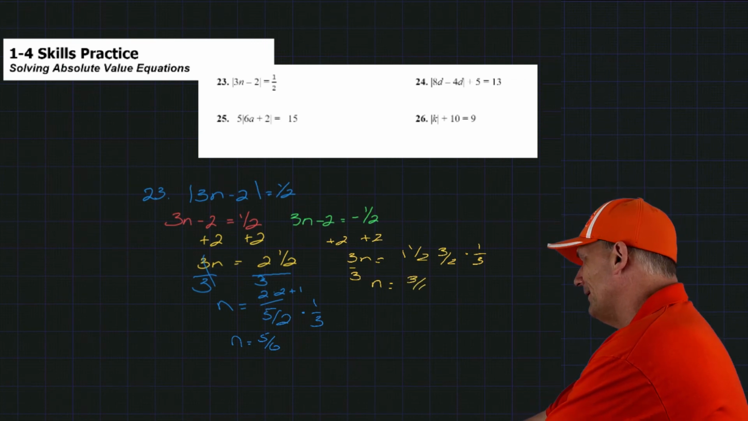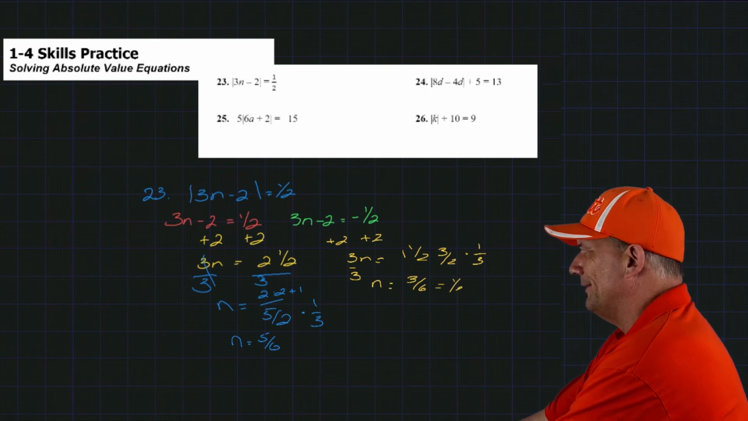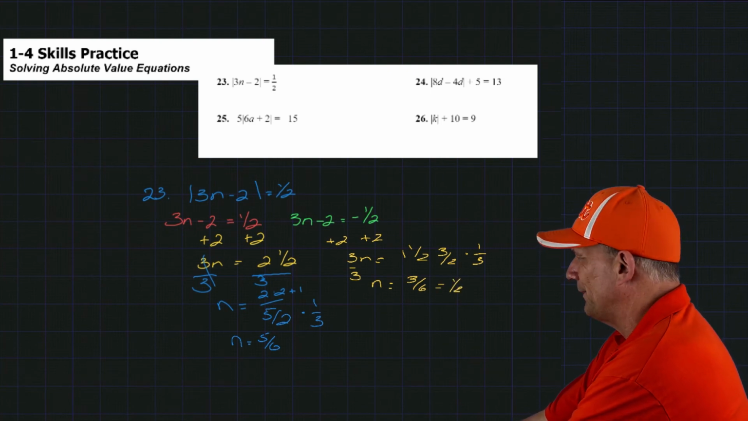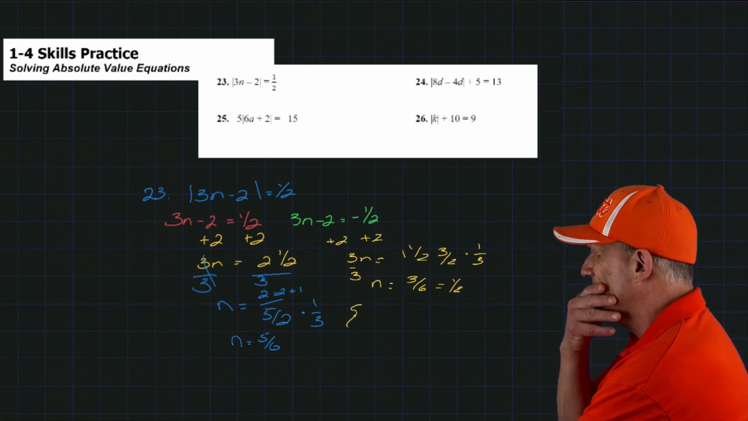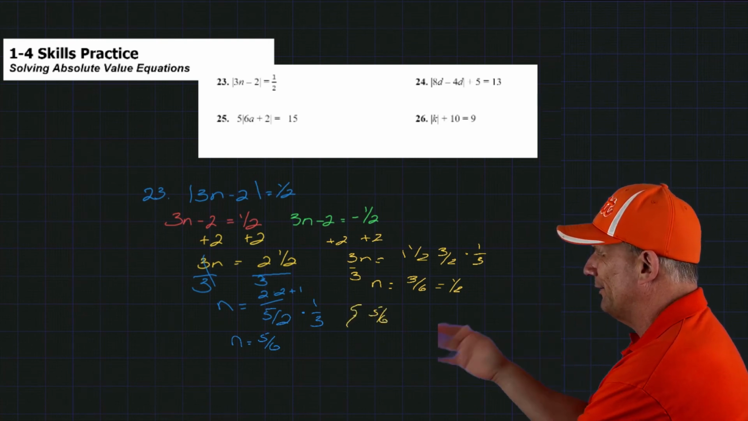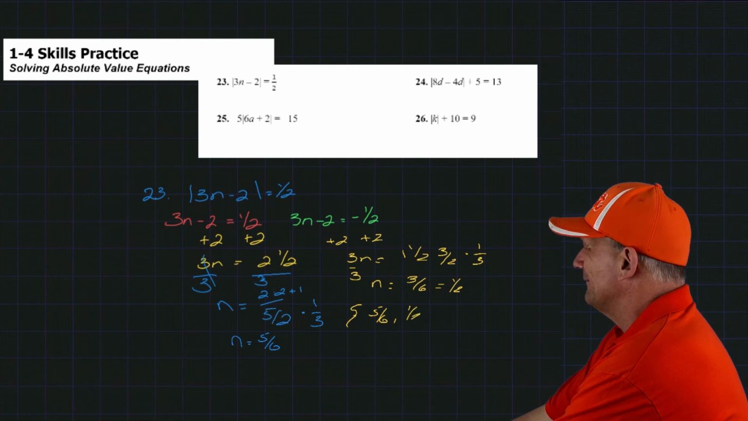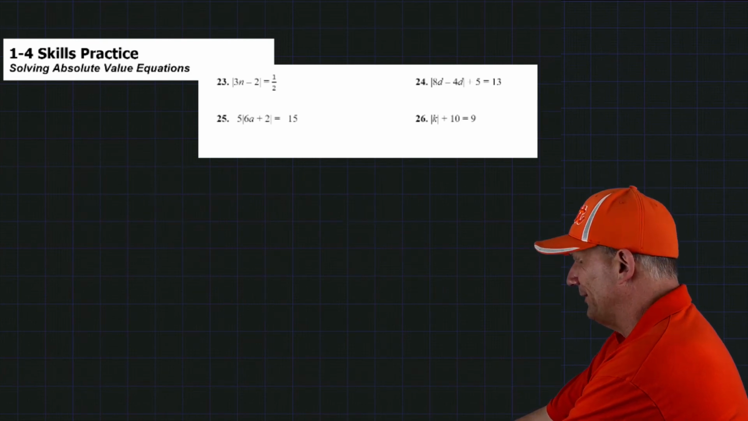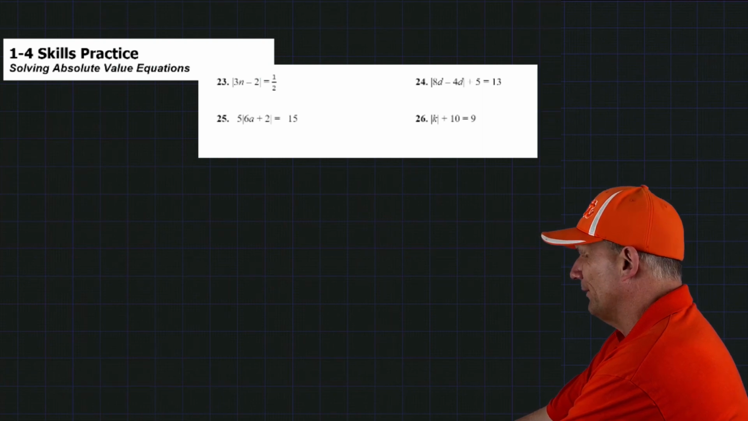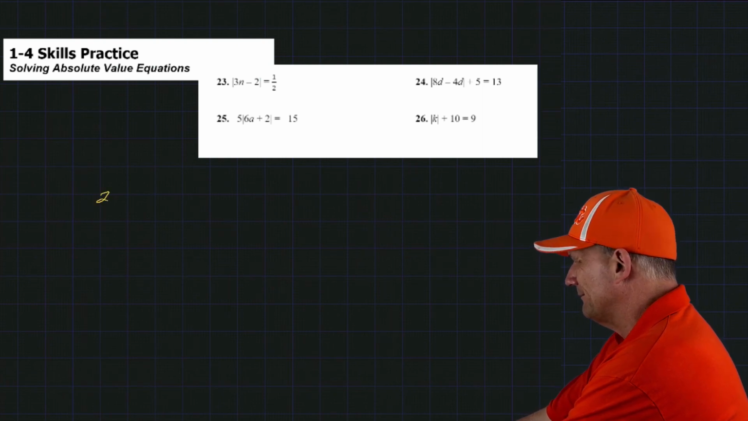Now here, because we're going to end up dividing by the 1/3 or multiplying by 1/3, I'm going to make it a mixed number. I mean, an improper fraction. So I got 3/2 times 1/3, right? And I get 1/2. So the solutions to this, number 23, are 5/6 and 1/2.